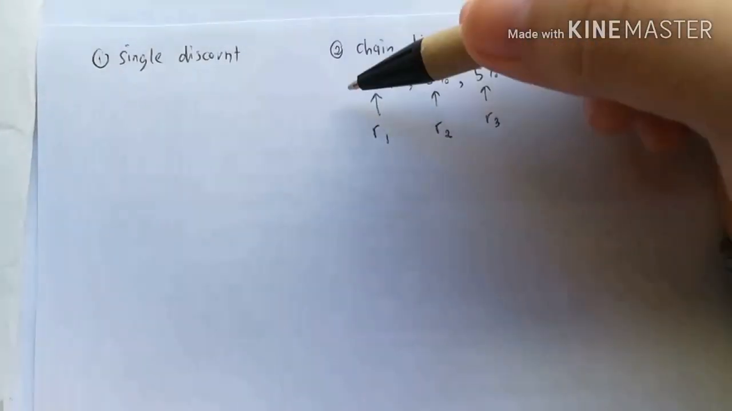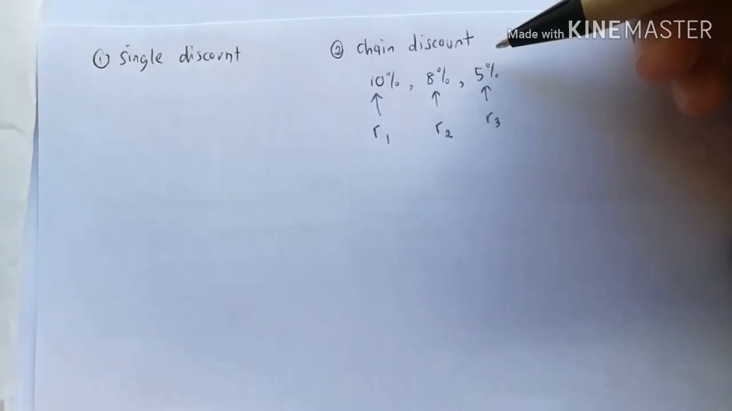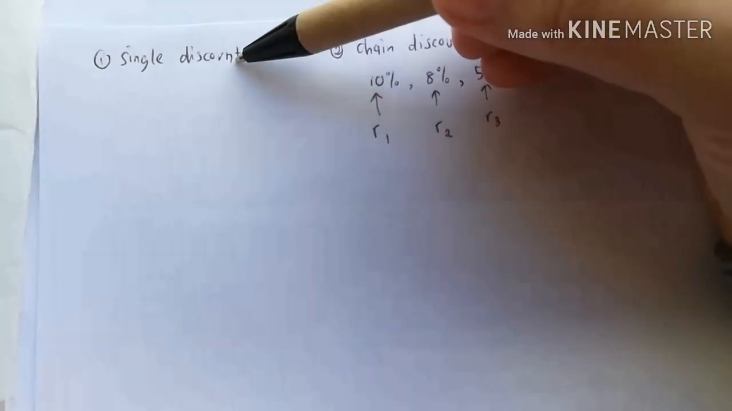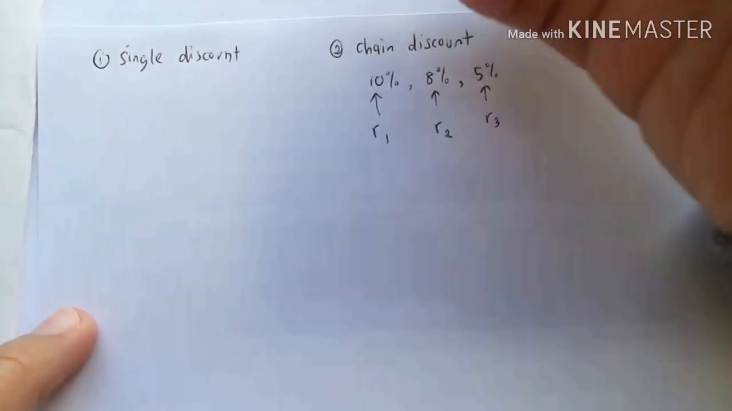So more than 1 discount offered, that is the chain discount. For the single discount, only 1 discount offered, for example, 20%. So this is our R.